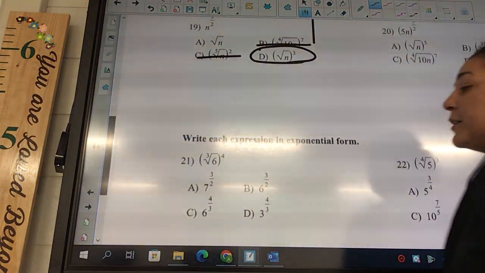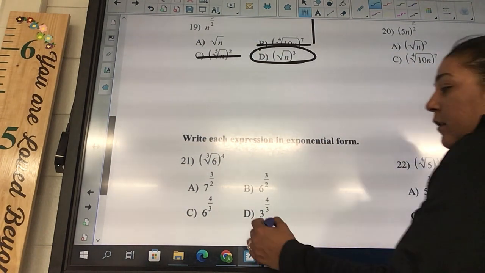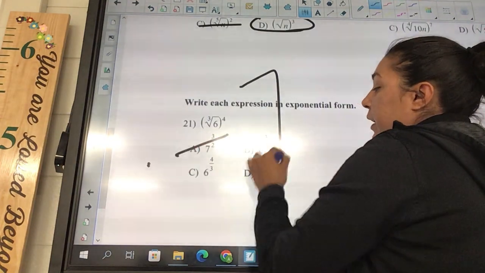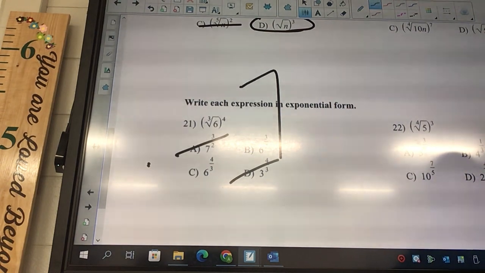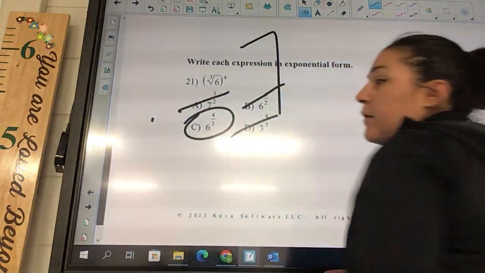Okay, writing them in exponential form, what is going to be our big number? 6, so what can you eliminate? A and D. Okay. What number is going to go on the top? 4. And even if you didn't know, why does B not make sense? It's got a 2 on the outside, and there's no 2s up there. So that one definitely doesn't make sense.